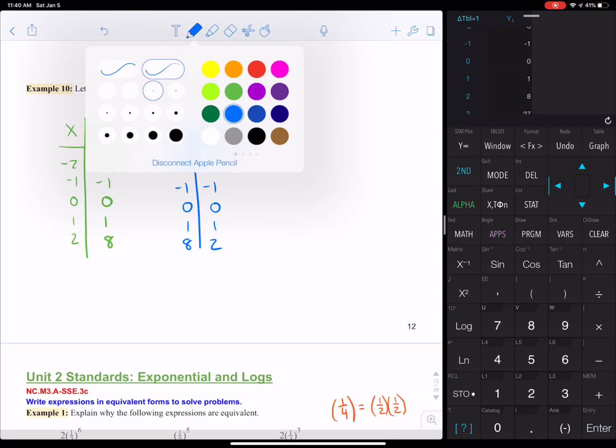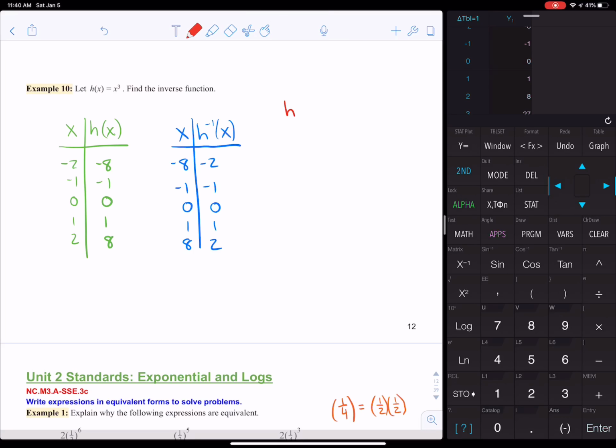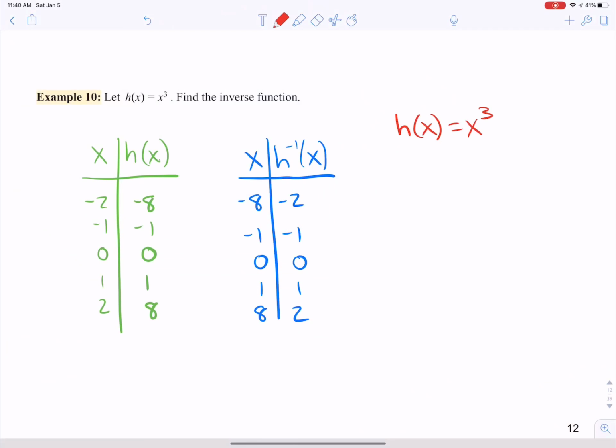What we could also do is just solve this problem. So let's solve h of x equals x cubed. And the first step to solving is to switch x and y. All right, so if we switch them, this is like y equals x cubed.